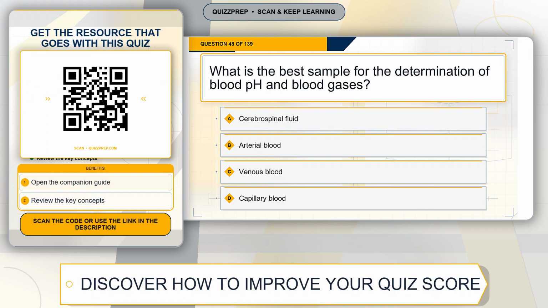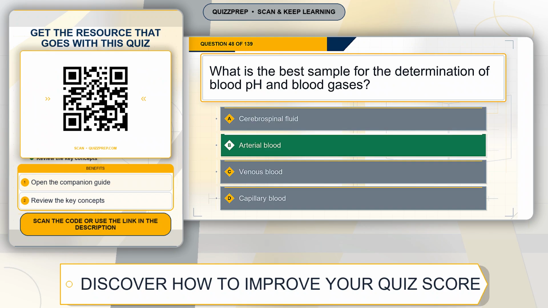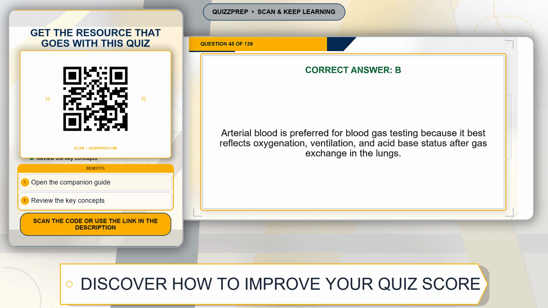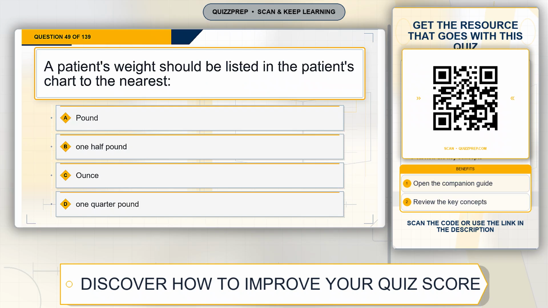Option C, venous blood. Option D, capillary blood. The correct answer is option B, arterial blood. Explanation. Arterial blood is preferred for blood gas testing because it best reflects oxygenation, ventilation, and acid-base status after gas exchange in the lungs. Question 49.